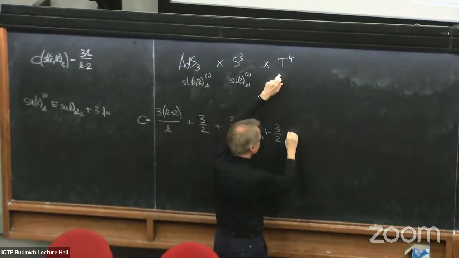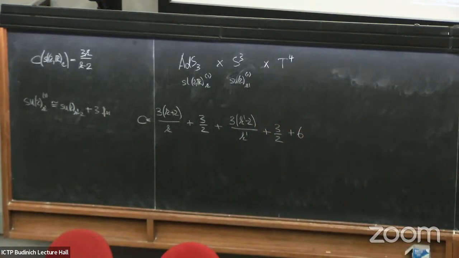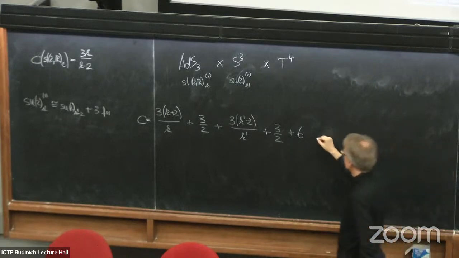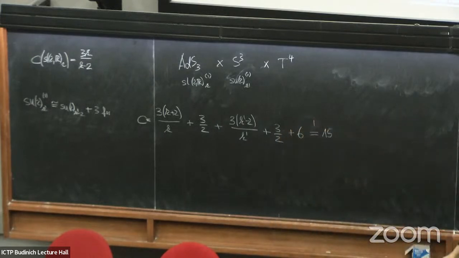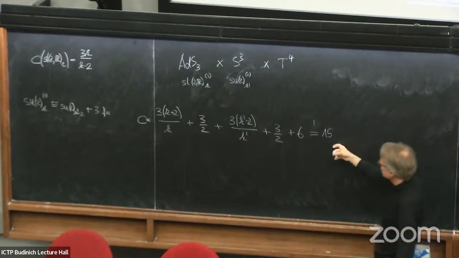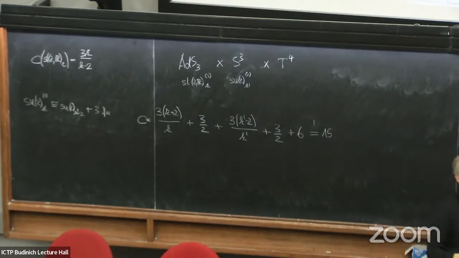And then the torus will give me 6, because the torus is 4 bosons, which gives me 4, and 4 fermions, each fermion gives a half. That's another 2. So altogether 6. And this has to be equal to 15. That's the critical dimension of superstring theory, right? I mean, the no-ghost theorem tells me that I have to live in the critical dimension. So that has to be equal to 15, which corresponds to a superconformal theory in 10 dimensions: 10 bosons and 10 times a half for the fermions give you 15.